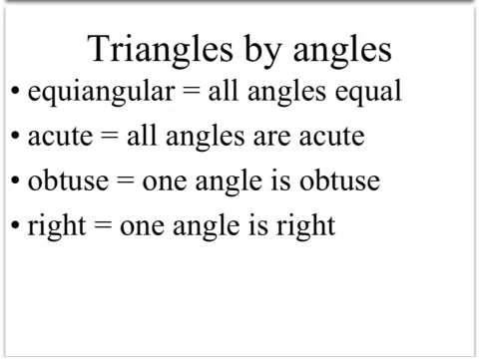When we look at the angles in a triangle, there are 4 different types of triangles that we can have, depending on what the angles are. There is an equiangular triangle, where all the angles are equal. We can have an acute triangle, where the angles might be different, but they're all acute, or less than 90 degrees. An obtuse triangle is one where one angle is obtuse, or greater than 90 degrees. And then a right triangle is a triangle with one right angle.